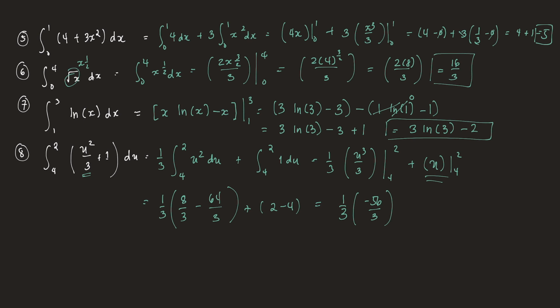So we're going to be left with 1 over 3 times negative 56 all over 3, plus negative 2, right? Then if we simplify this further, that's negative 56 all over 9. Okay, then this term here, if we express it in the least common denominator, so that's over 9. That's minus 18 over 9. And we're going to be left with negative 74 all over 9.